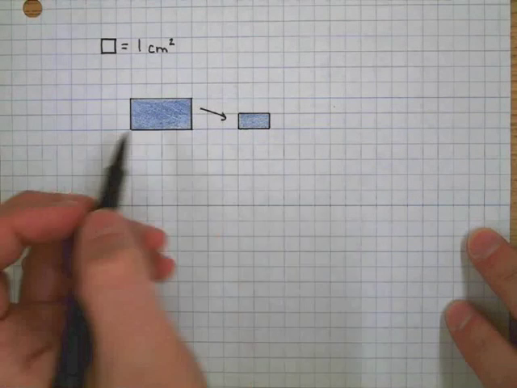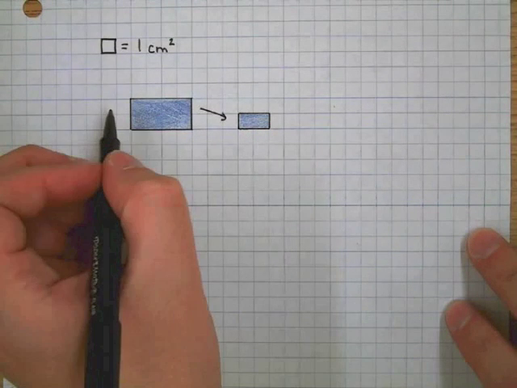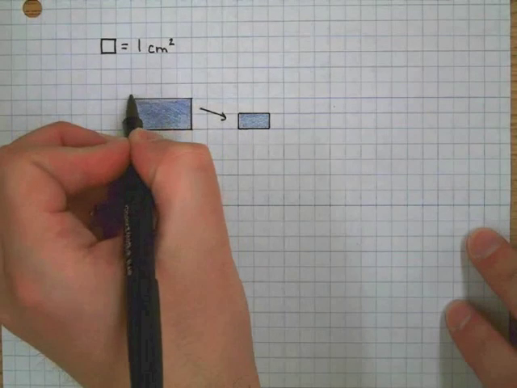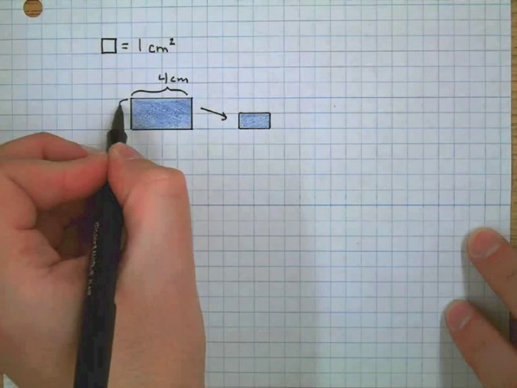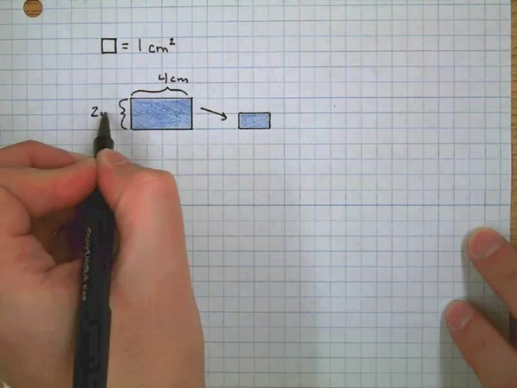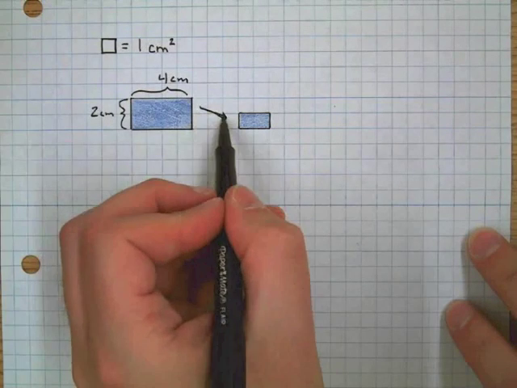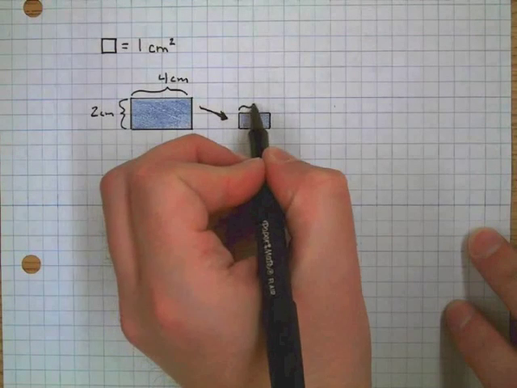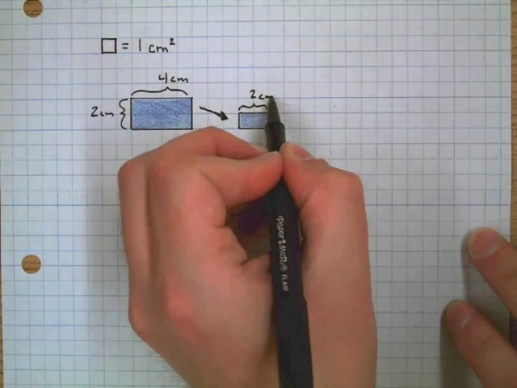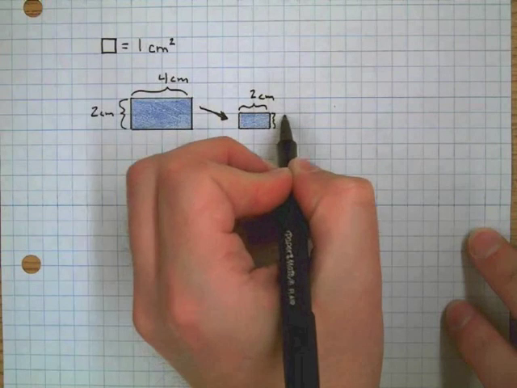Here's our larger rectangle, and the dimensions of this are 4 centimeters and 2 centimeters. And we have a smaller rectangle over here, and our dimensions of this are 2 centimeters and 1 centimeter.